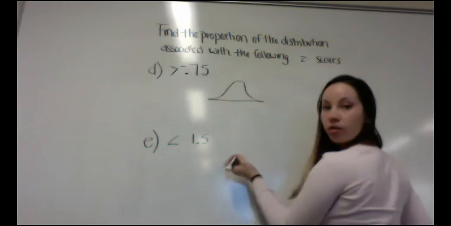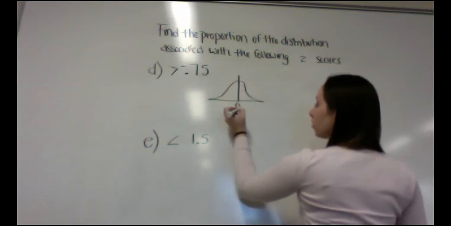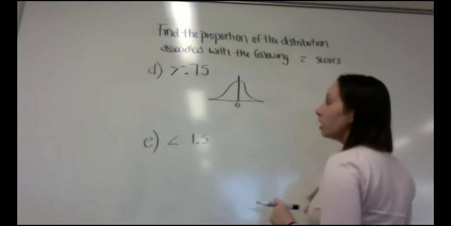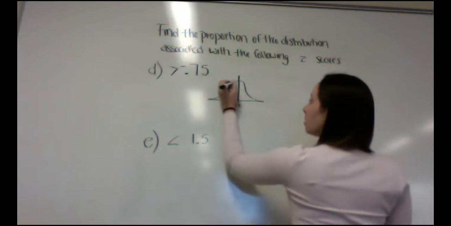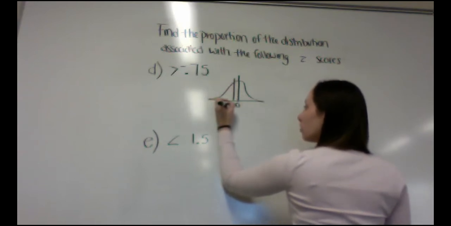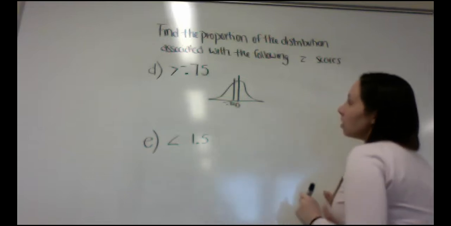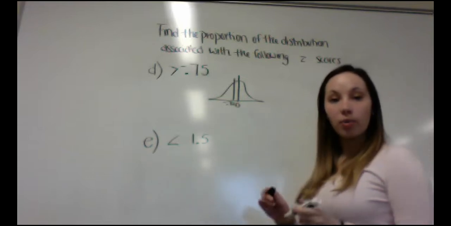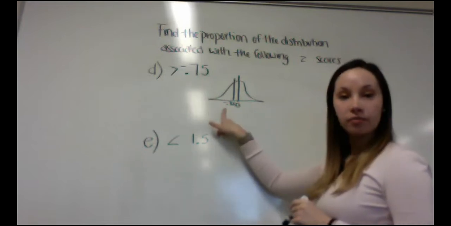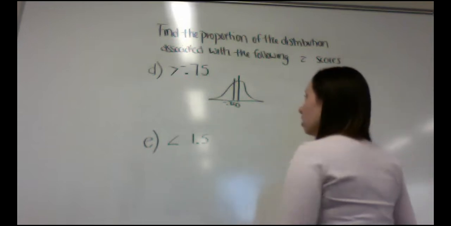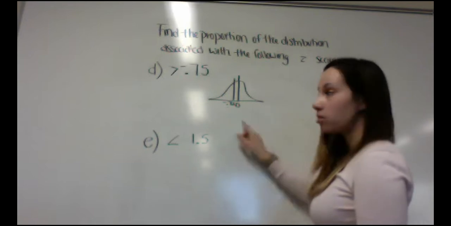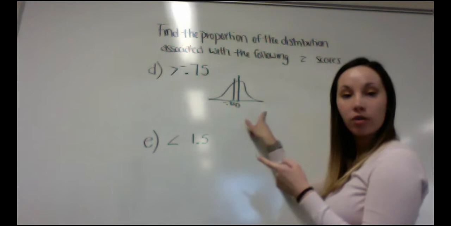So there's my curve. There's my 0. We always want to put that in the middle first. So this z-score is negative, so it's on the left side. It's somewhat close to the mean, so it's like about here-ish, negative 0.75. So this question is asking us what proportion of the distribution is greater than this z-score of negative 0.75. So basically what that's asking for is everything to the right of that z-score. So from 0.75 on the negative side over.